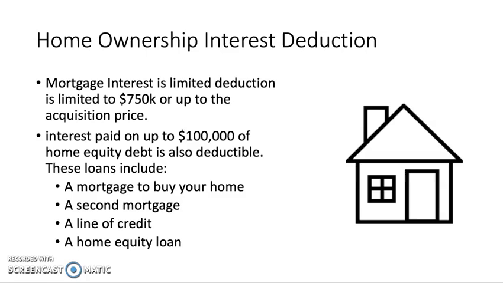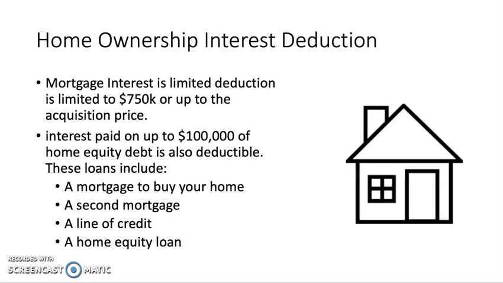So home ownership interest deduction, mortgage interest is limited. Limited deduction is up to $750,000 or the acquisition price of the home. So the government tries to do this primarily to incentivize homeownership. However, it decides to cap it at $750,000, realizing that individuals who have the wherewithal to purchase a home that's over $750,000 do not need the benefit of the extra interest deduction from their home mortgage.